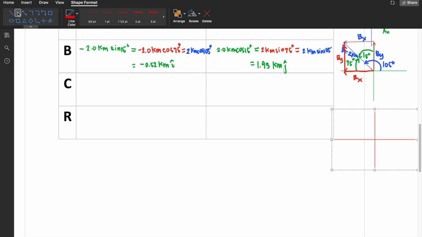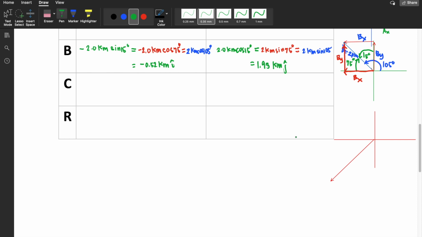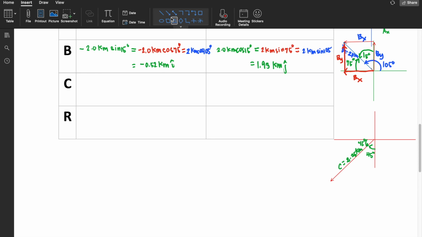Here, for your C vector, it has a magnitude of 2.25 kilometers. The angle is southwest, so that means it is halfway, half of 90. You choose either of the two for the component method. For this case, I'm going to choose this one here.